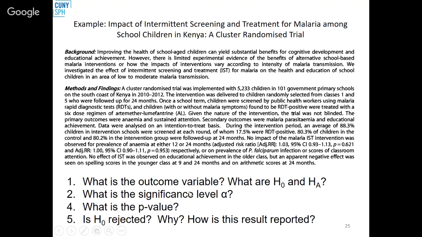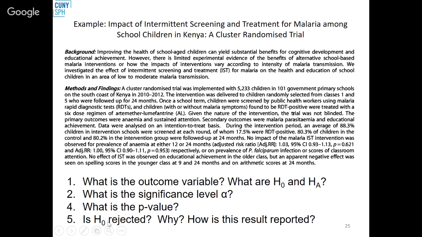What significance level alpha was used here? They don't actually explicitly state it, but they do give a 95% confidence interval, which implies to me that alpha is 0.05. What is the p-value? They gave several of them, 0.621, 0.953. None of those are less than 0.05, which is why they did not conclude that this treatment was effective for any of their outcome measures.